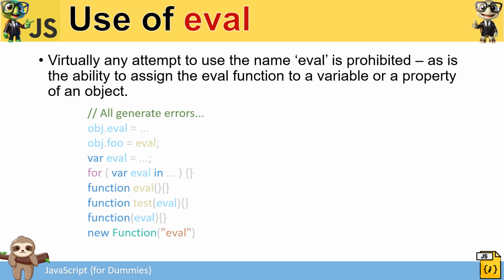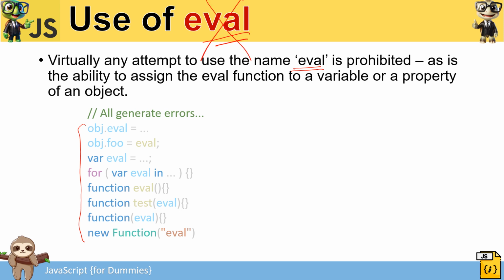Similarly, regarding eval, virtually any attempt to use the name eval is prohibited, including the ability to assign the eval function to a variable or a property of an object. So no matter where you go, you cannot use eval anywhere in your script. Somehow ECMAScript 5 hates eval. It says a big no to eval.